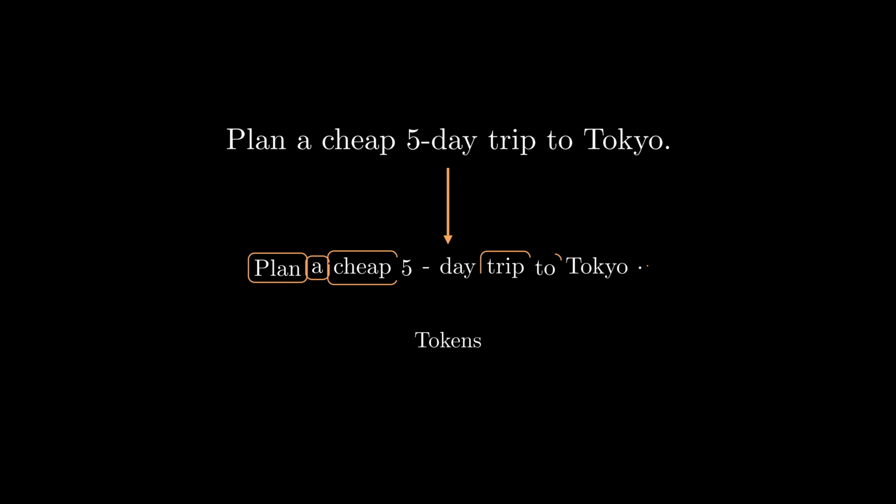The very first thing it does is break your sentence into smaller pieces. Every word, every piece of punctuation split into smaller chunks called tokens. Tokyo might stay whole, 5-day trip might become 5, hyphen, and day. So what used to be a sentence is now just a sequence of pieces.